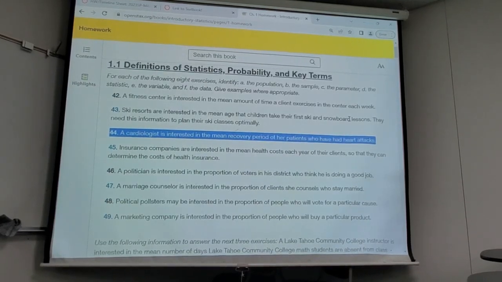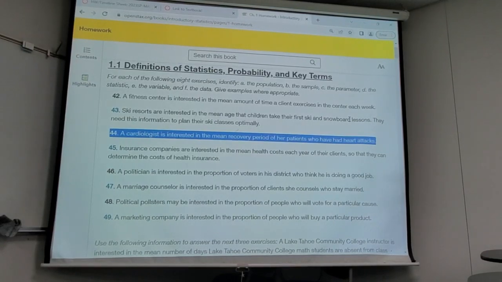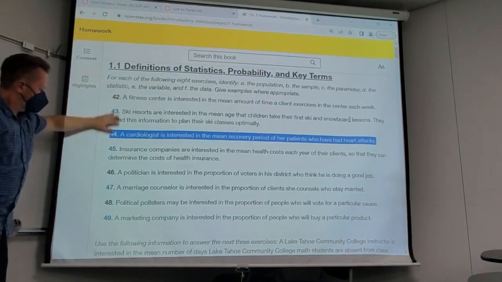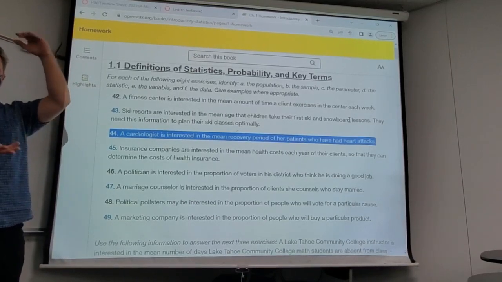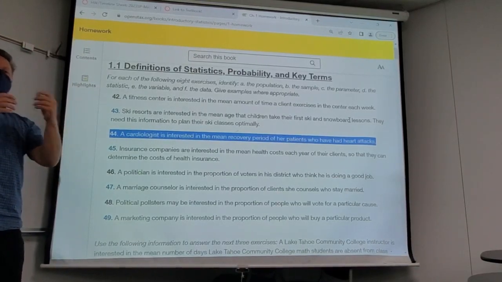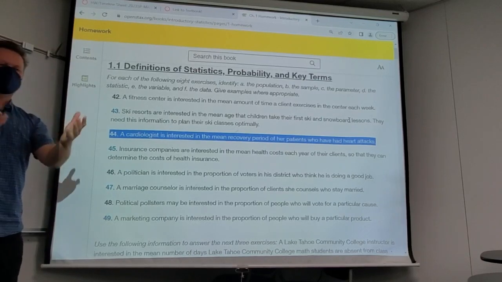So your homework is 42, 46, 47. This whole section is basically the same idea. So let's try out number 44, just to really make sure you understand. This section can get a little weird. The way they word some of the homework questions is a little weird, so you just have to ask me.